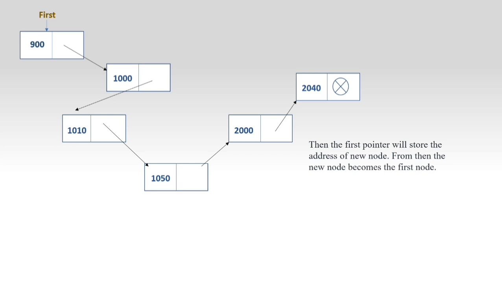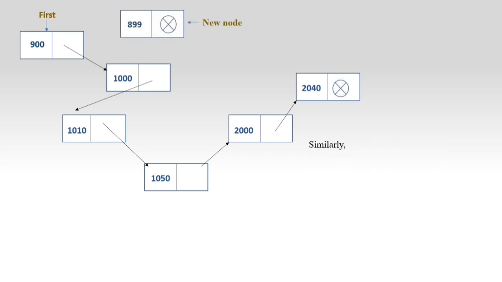Let us see another example. Similarly, now we are inserting another new node, 899. Since the list is not empty, the new node will store the address of the first node, and then the new node becomes the first node. This is how front insertion is done.